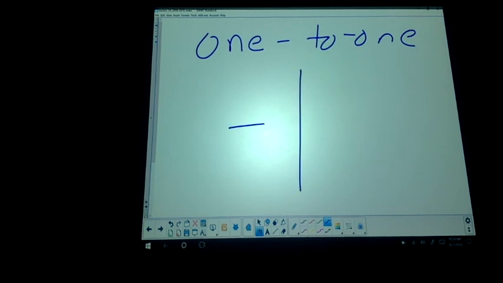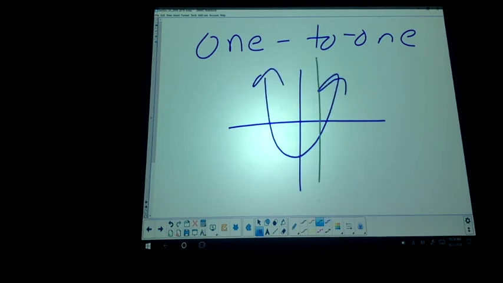So you can tell if you have a function by the vertical line test. That tells me if I have a function or not, right? But if I do the horizontal line test, and if it touches here, if it touches twice, it's not 1-to-1.